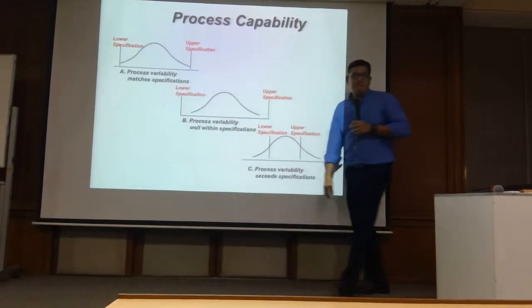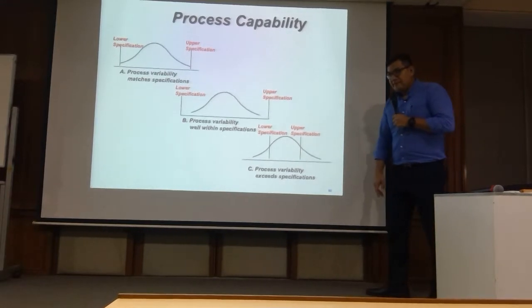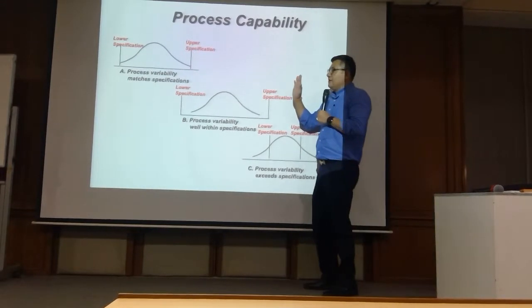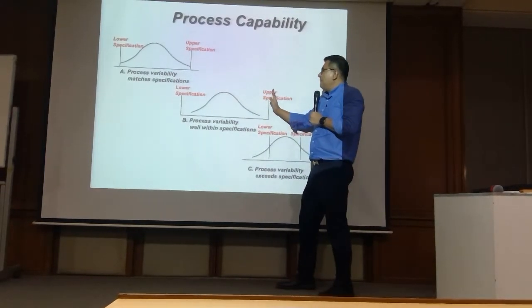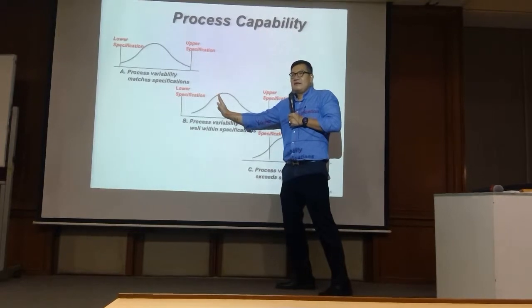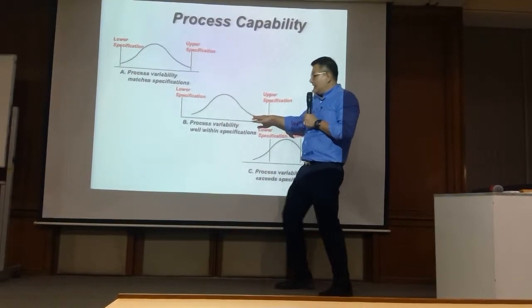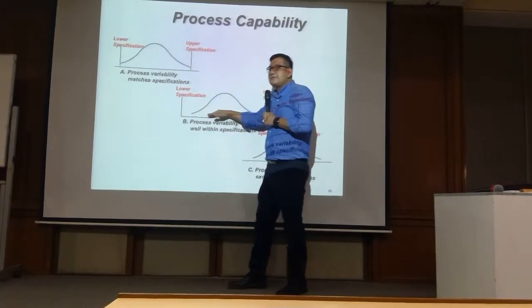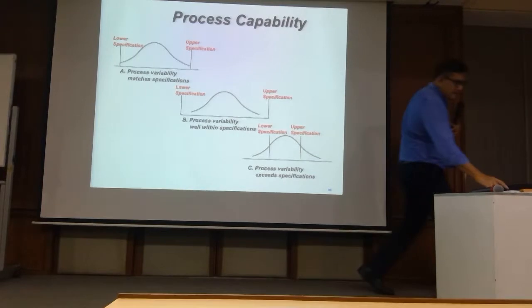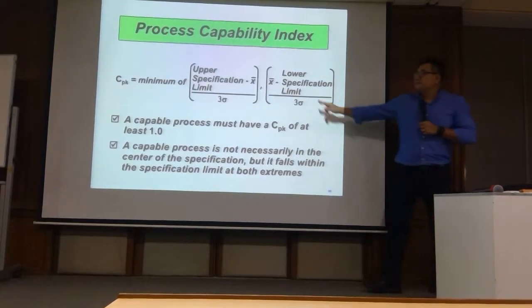So that indicator we call the process capability index. Instead of using upper minus lower, they use upper minus mean, and then divide by just 3 standard deviations. And another one using mean minus lower, divided by 3 standard deviations, and then you select the minimum value. You select the minimum value.